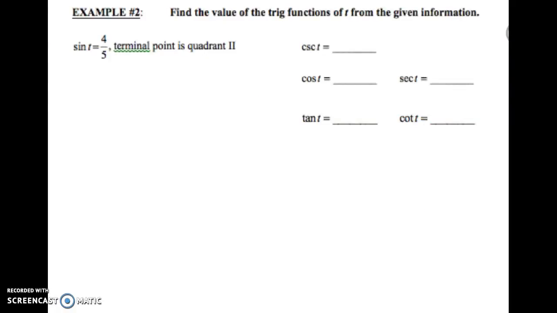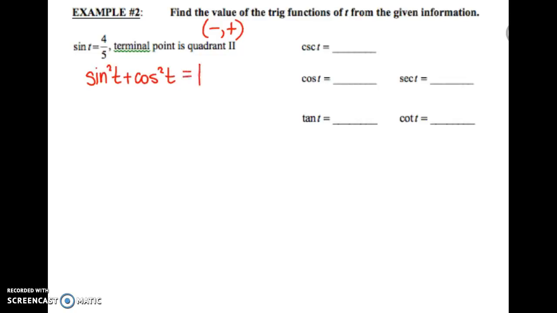The next example says find the value of the trig functions of t from the given information. They tell us that sine of t is equal to 4/5 and the terminal point is in quadrant 2. Well, first of all, in quadrant 2, we know that all of our ordered pairs have the signs negative, positive. I'm going to start with my main Pythagorean identity, sine squared t plus cosine squared t is equal to 1.